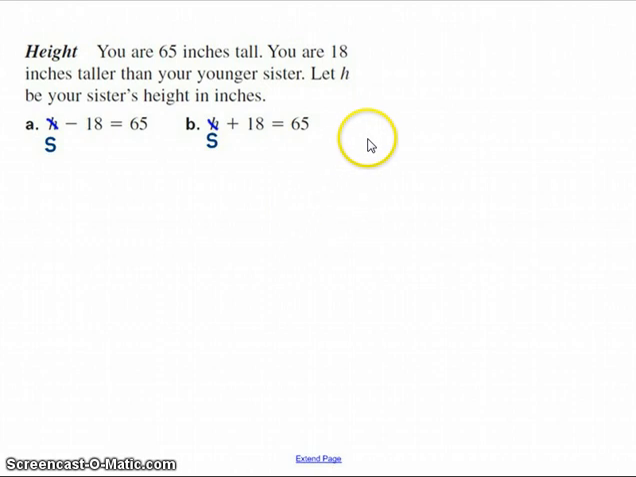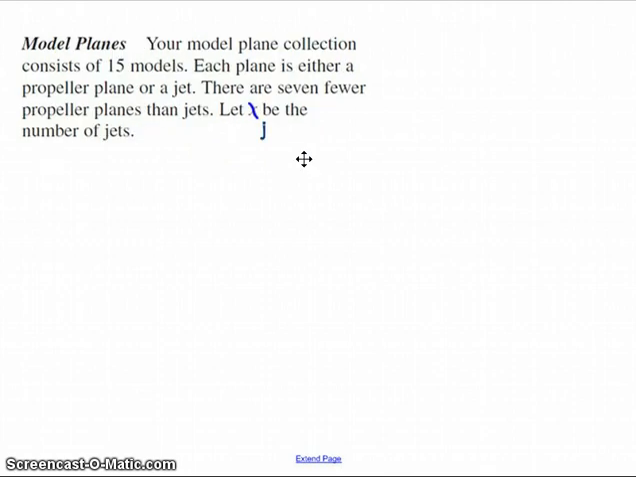Well, I hope you can see, since after all it does say that you are the one who's 18 inches taller, that it really ought to be B, that your sister needs to add 18 inches in order to become as tall as you, in order to become 65 inches tall. Let's try another one that's similar to that.